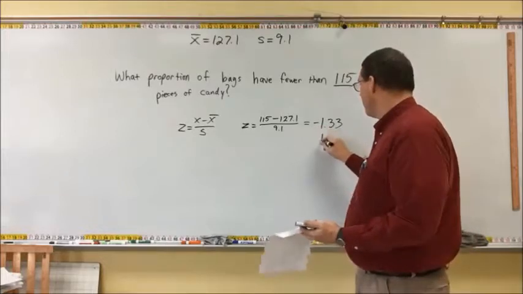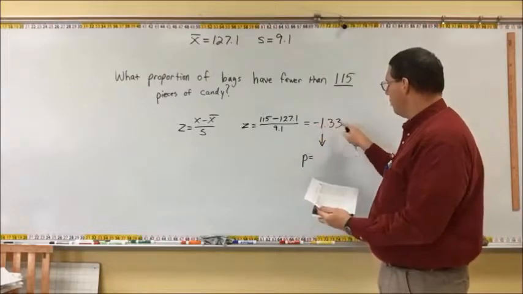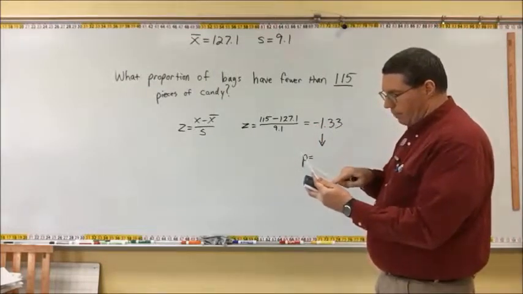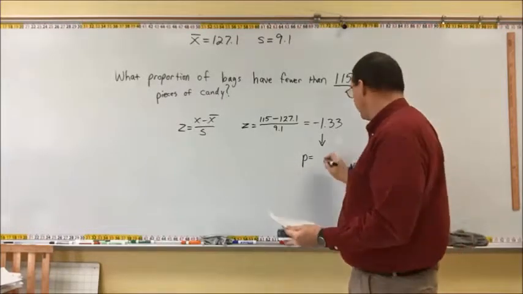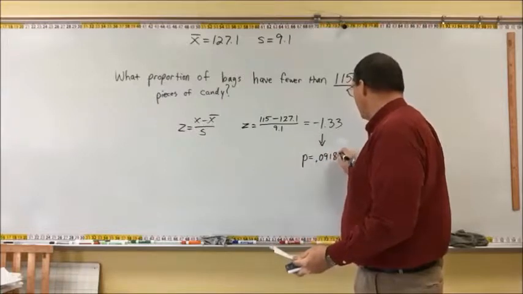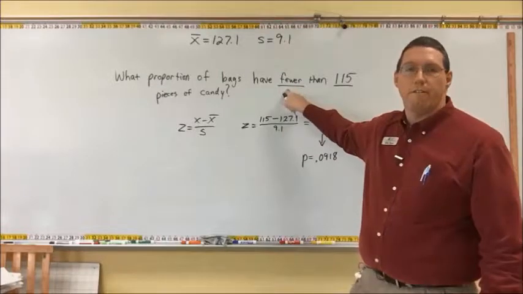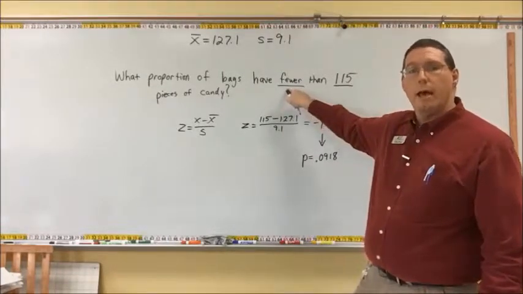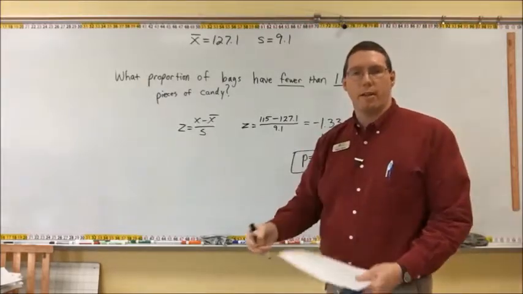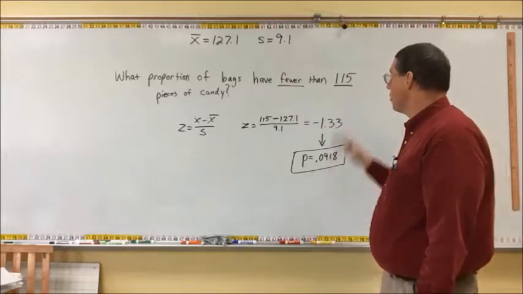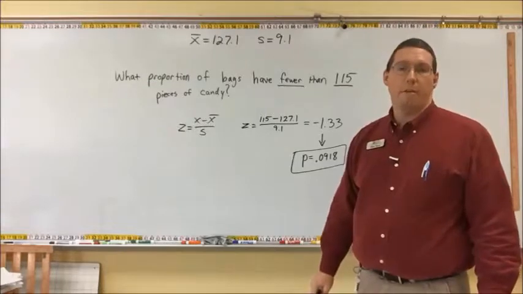Now I want to turn this z-score into a p-value. So I'm going to go in the table and look for negative 1.33. I find negative 1.3, and then over to the column that has the 3 at the top, and I get 0.0918. Because this is a less than question, it says fewer than 115, and remember, with less than questions, the answer you get from the table is the correct answer. Therefore, the proportion of bags that have fewer than 115 pieces of candy in them is about 0.0918.